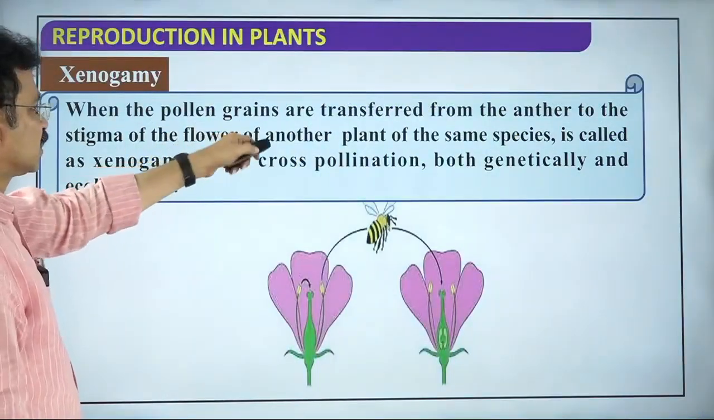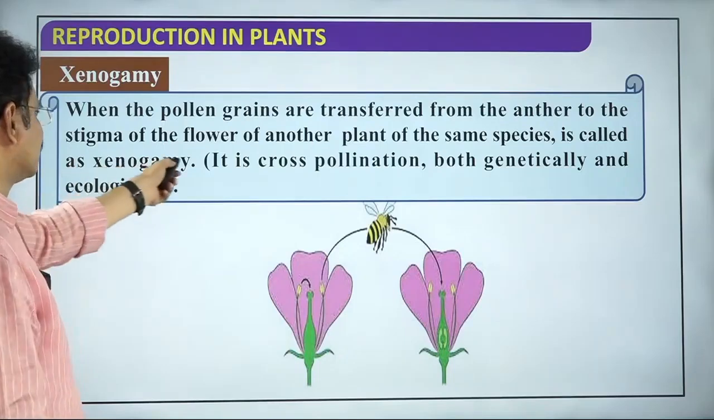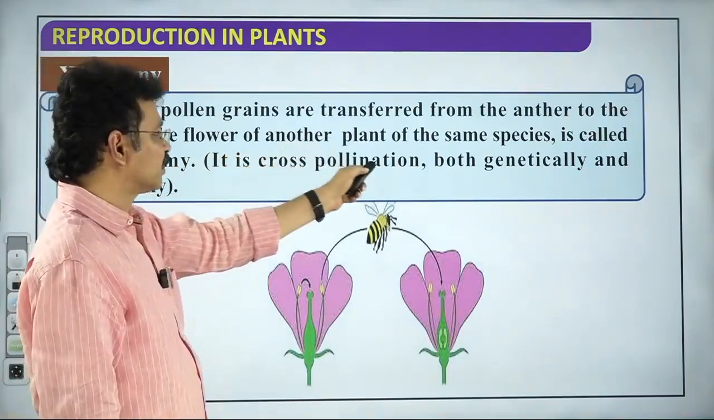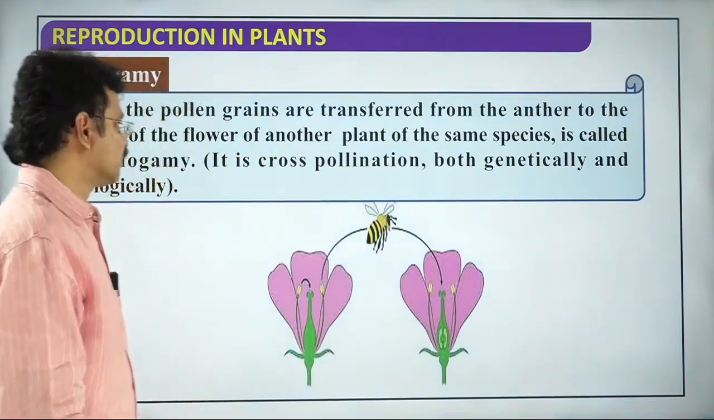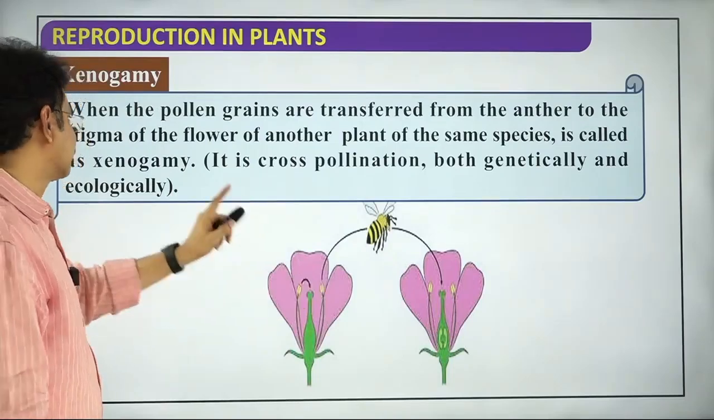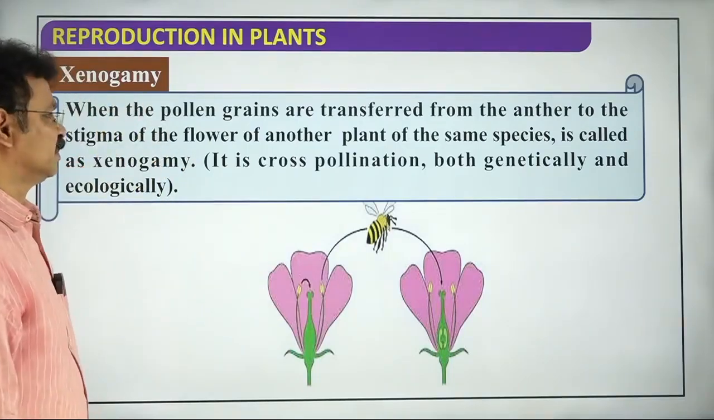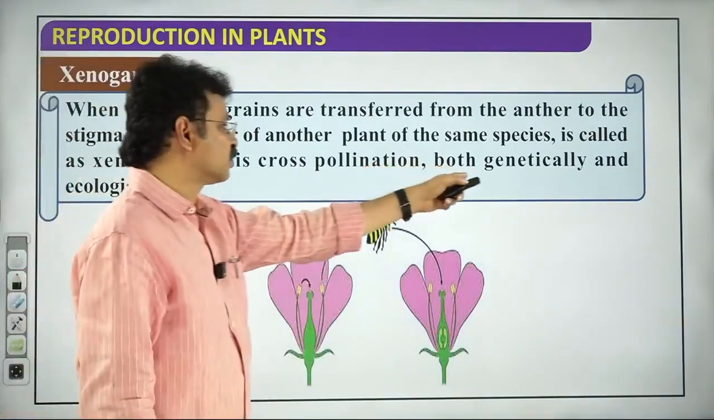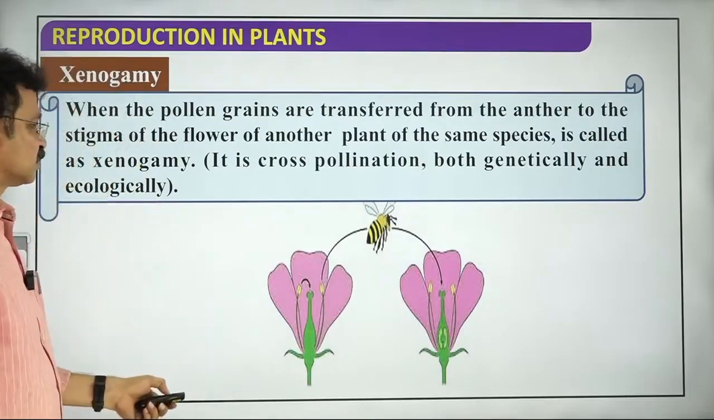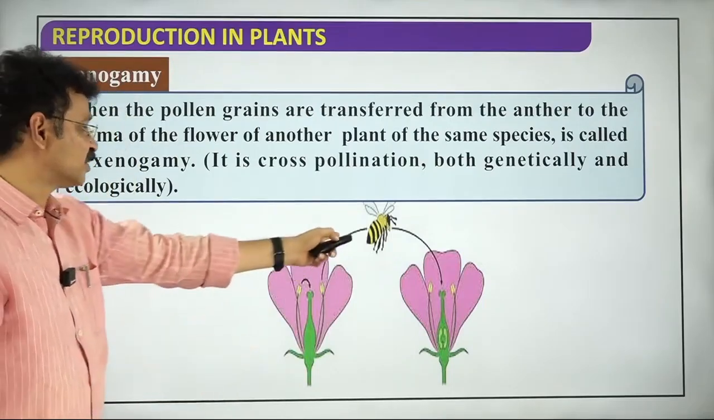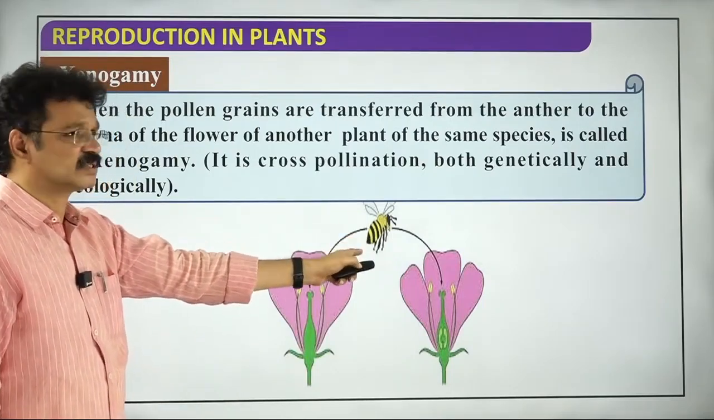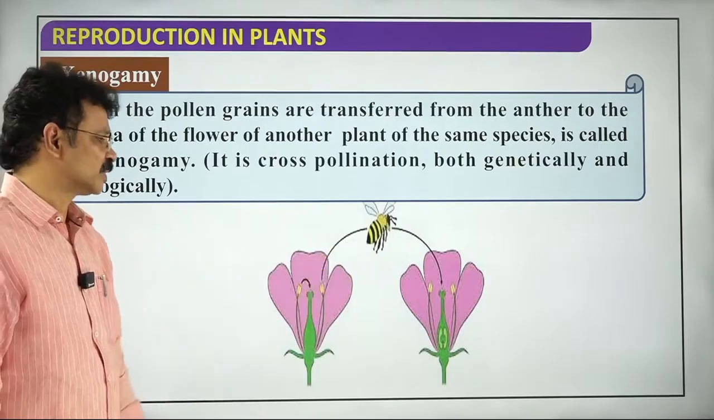When the pollen grains are transferred from the anther to the stigma of a flower of another plant of the same species, finally you can say two plants are required for xenogamy. It is genetically true and ecologically also true cross pollination. But vectors or agents are essential to make cross pollination possible.